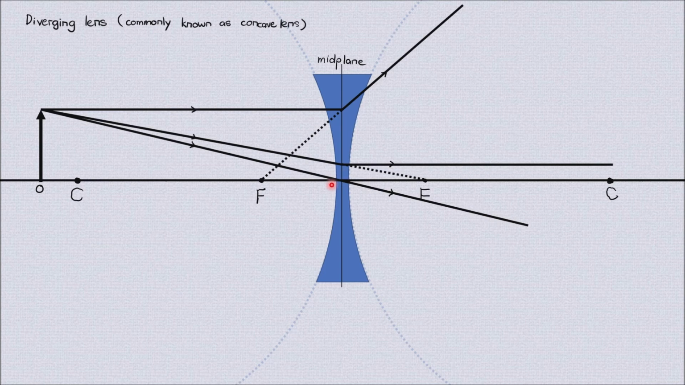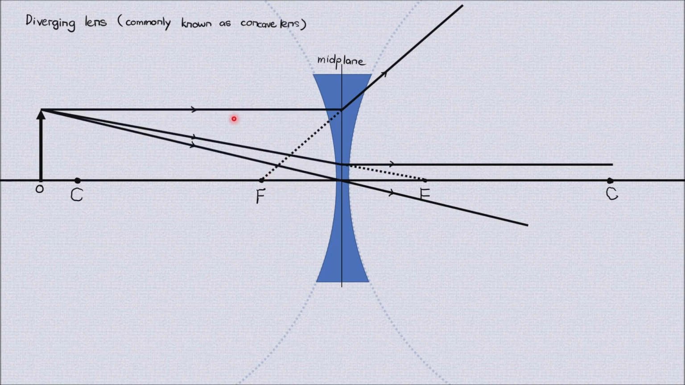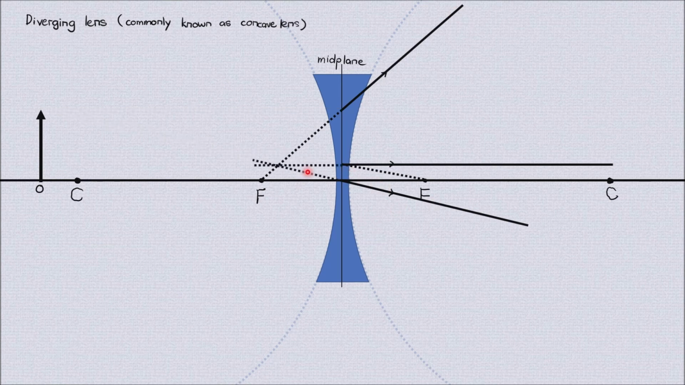Again, you see that there's no intersection now, but if we extend the lines over here, we see that all three dotted lines, all three extensions, actually intersect at this point. Therefore, our image will be formed at this point. When you draw your ray diagram, you have to include the incident ray, the refracted ray, and the extension of the ray backwards.